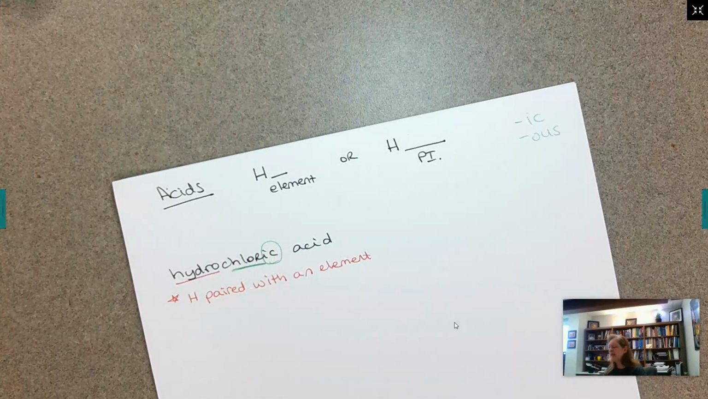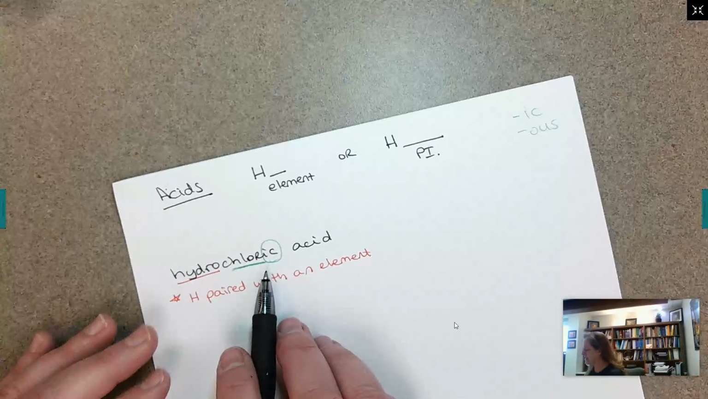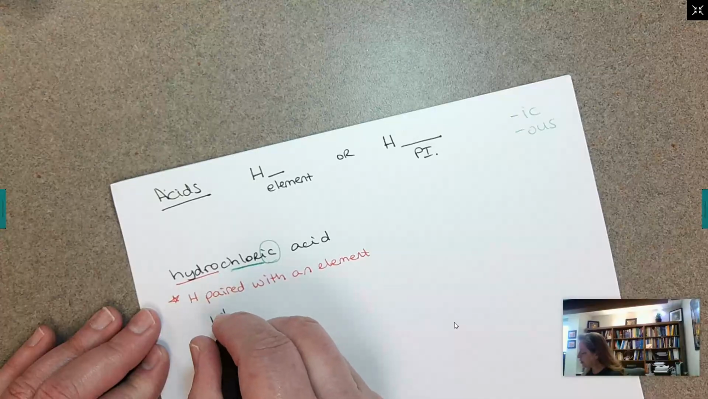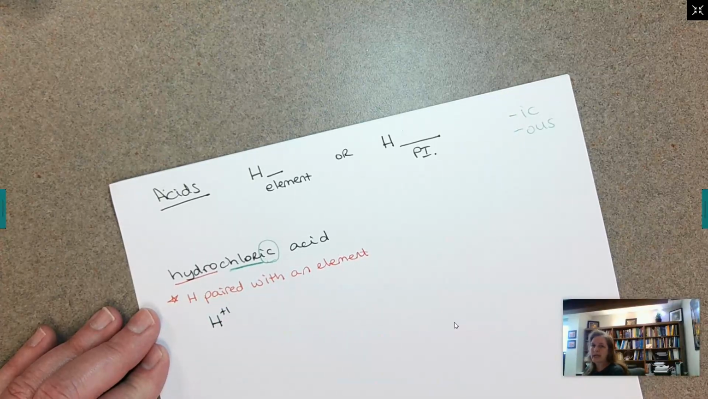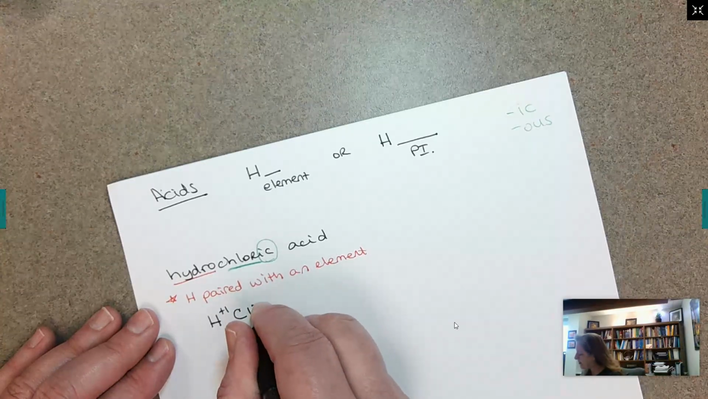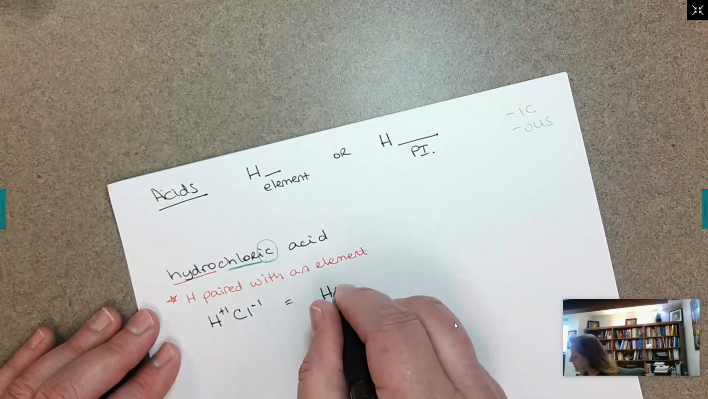Always. If it's a polyatomic ion, it may end in IC, it may end in OUS, or ATE, so we'll look at that in a second. What this is going to be is hydrogen, symbol and charge, because you're treating it like an ionic compound. It's a metal and a non-metal. And then chlorine is going to be Cl-1. So the formula for hydrochloric acid is HCl.